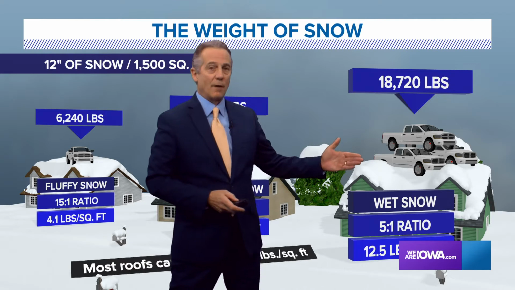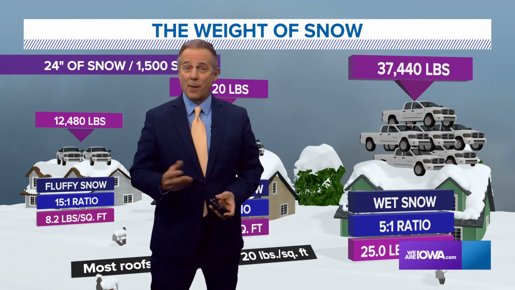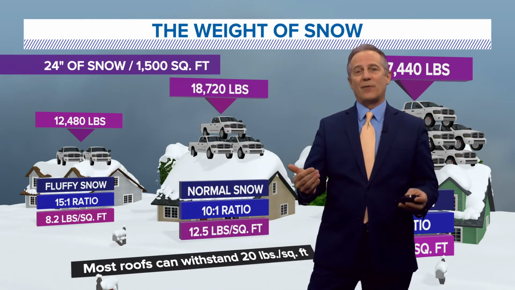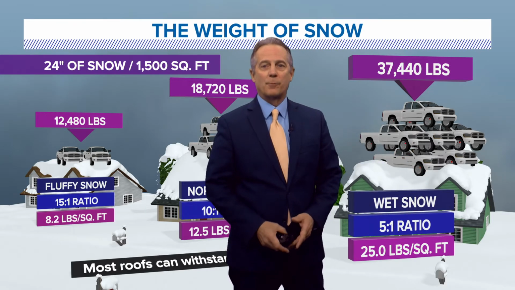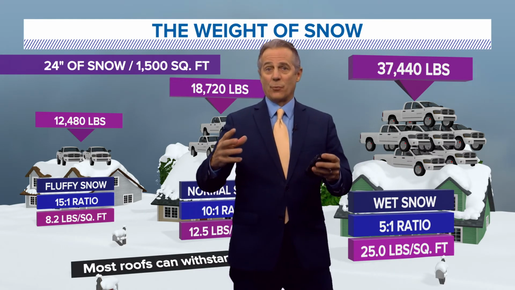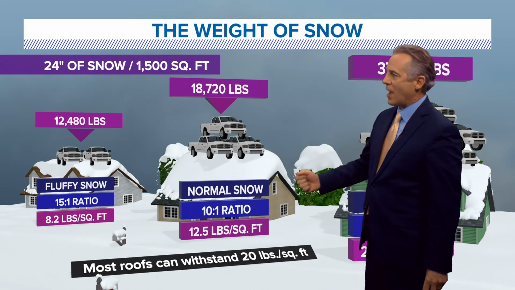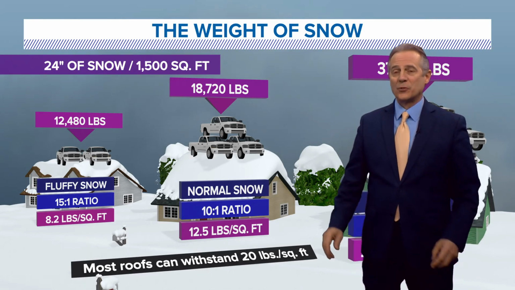So it gets worse. Now, if you get 24 inches of snow, that's when it gets kind of serious, because a lot of people will actually go up on their roof and remove the snow because it gets so heavy out there. You can see all these trucks that are on top of that. It's 25 pounds per square foot on that roof when you get that heavy wet snow. 5-to-1 ratio, a lot of water up there, and most roofs probably will have trouble with that much weight on there.